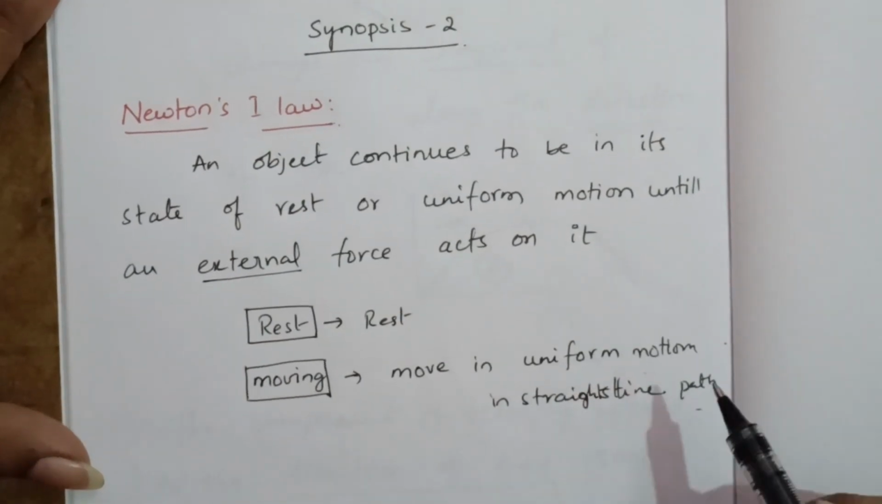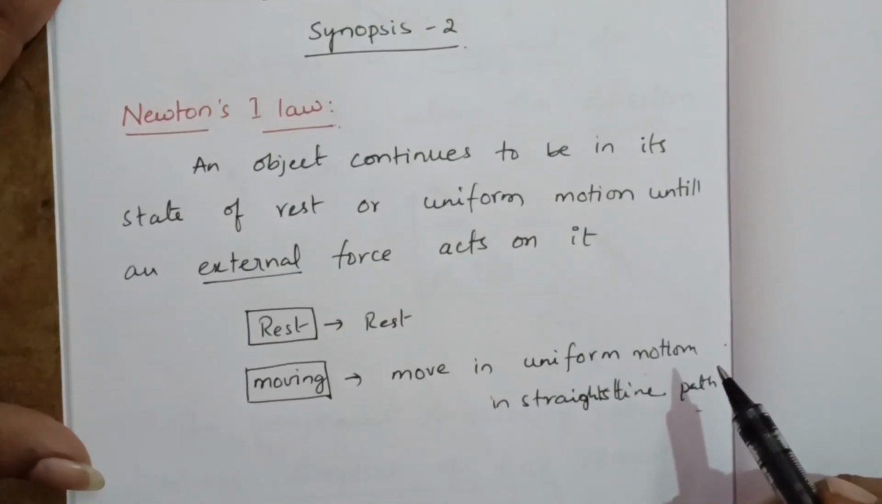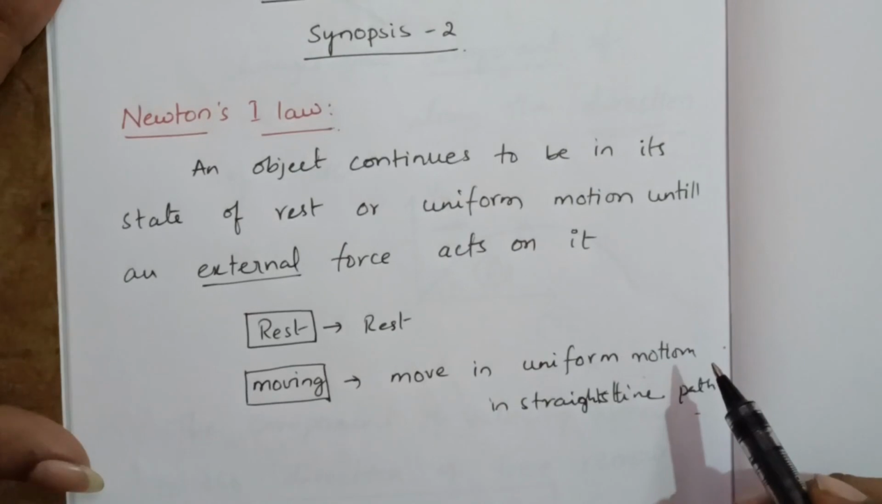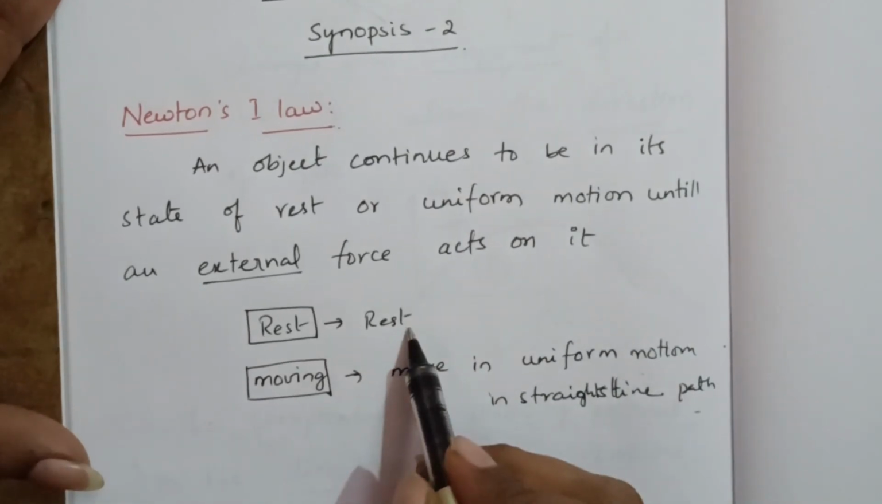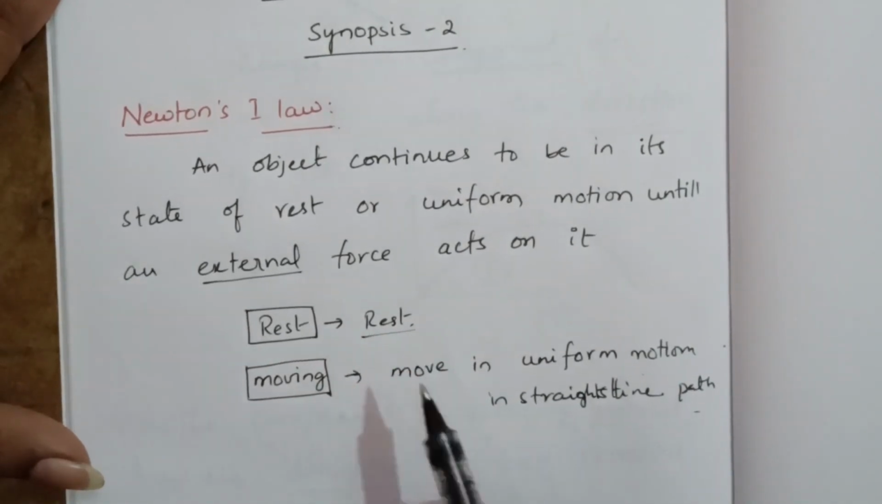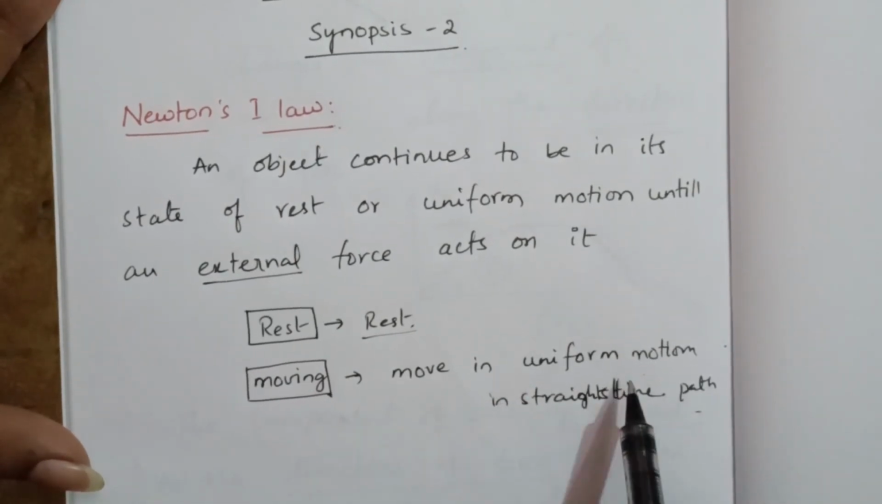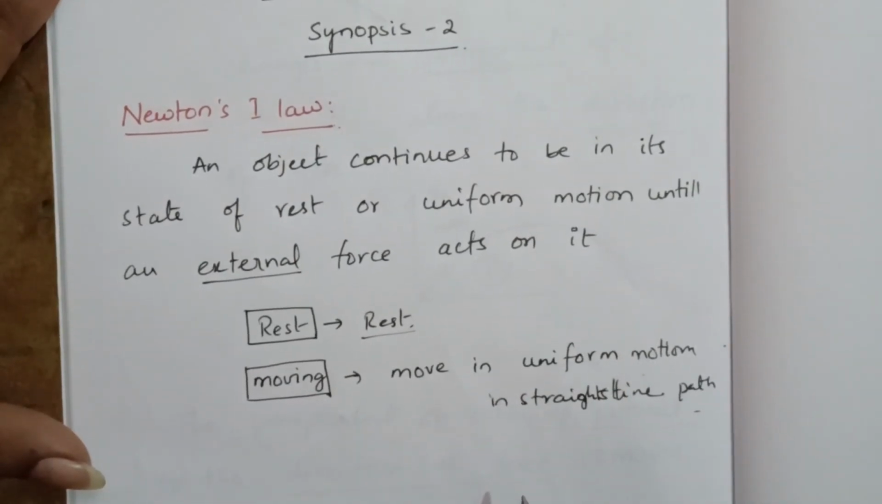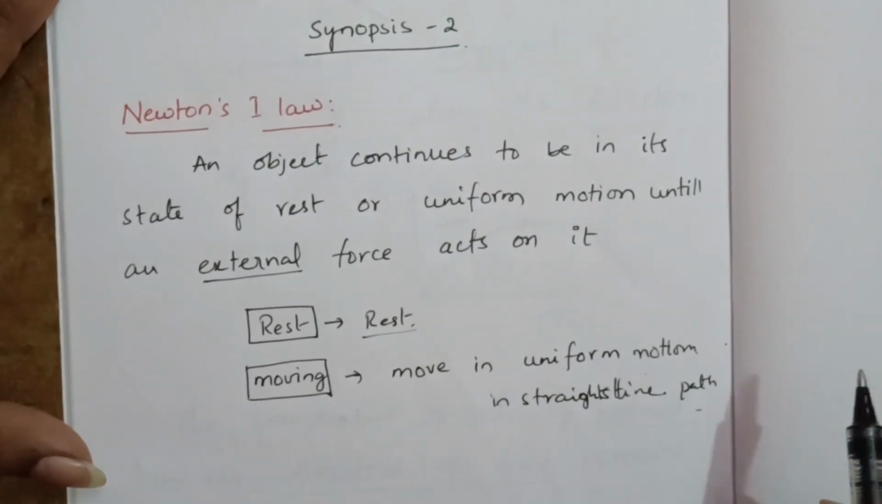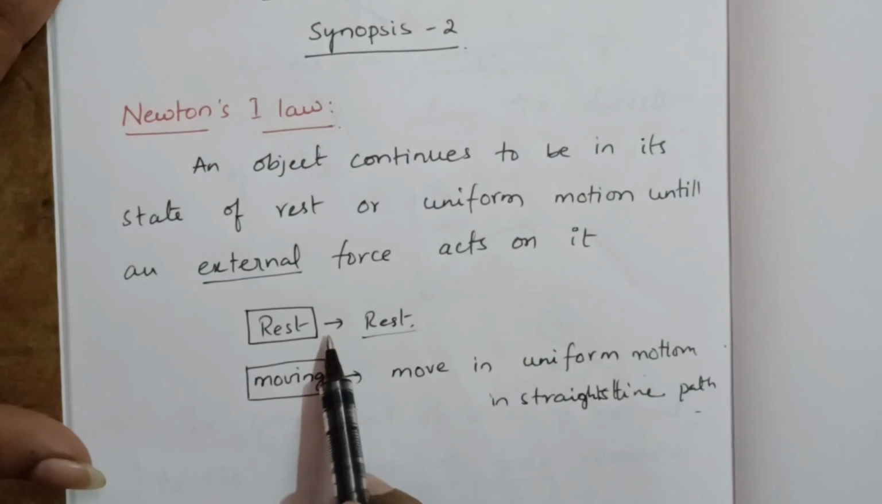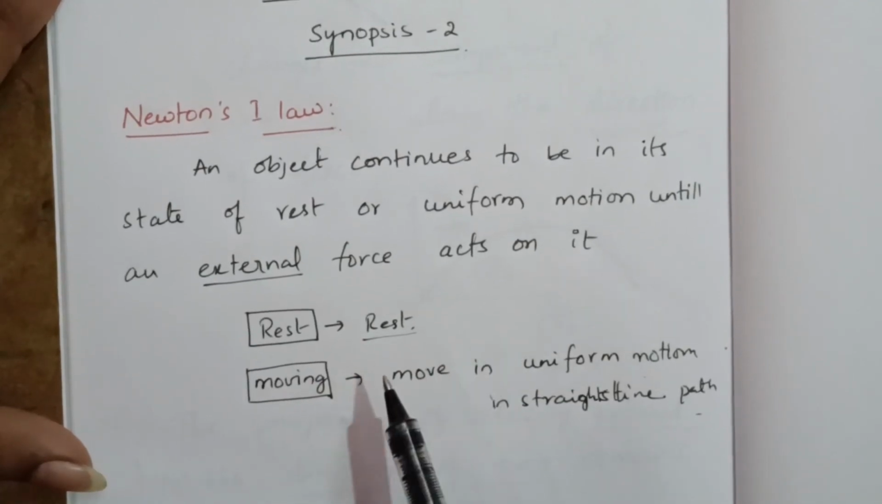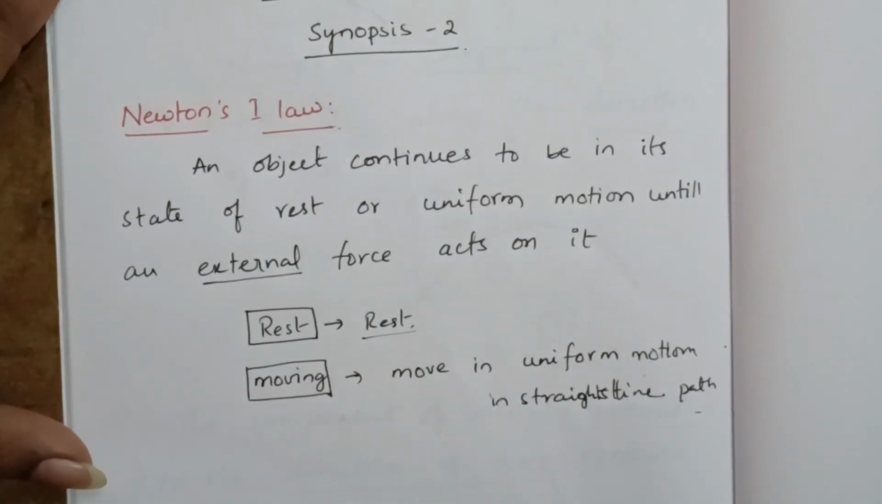If we didn't apply any force, if the body is at rest, it continues to be in its state of rest. If it is moving, it moves with uniform motion in a straight line until we apply any external force. If we didn't apply force, it will continue its state. If we apply force, it will change its state.